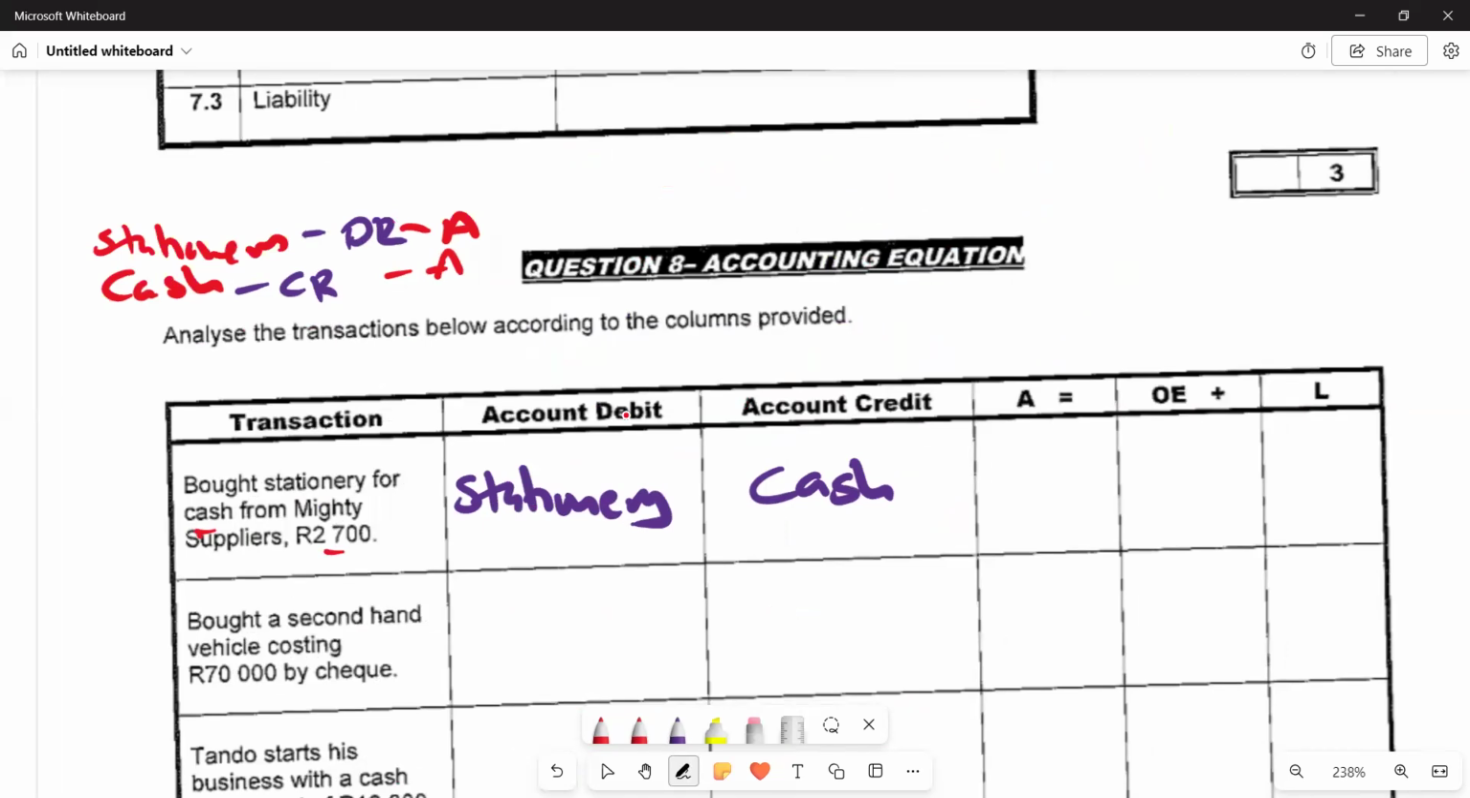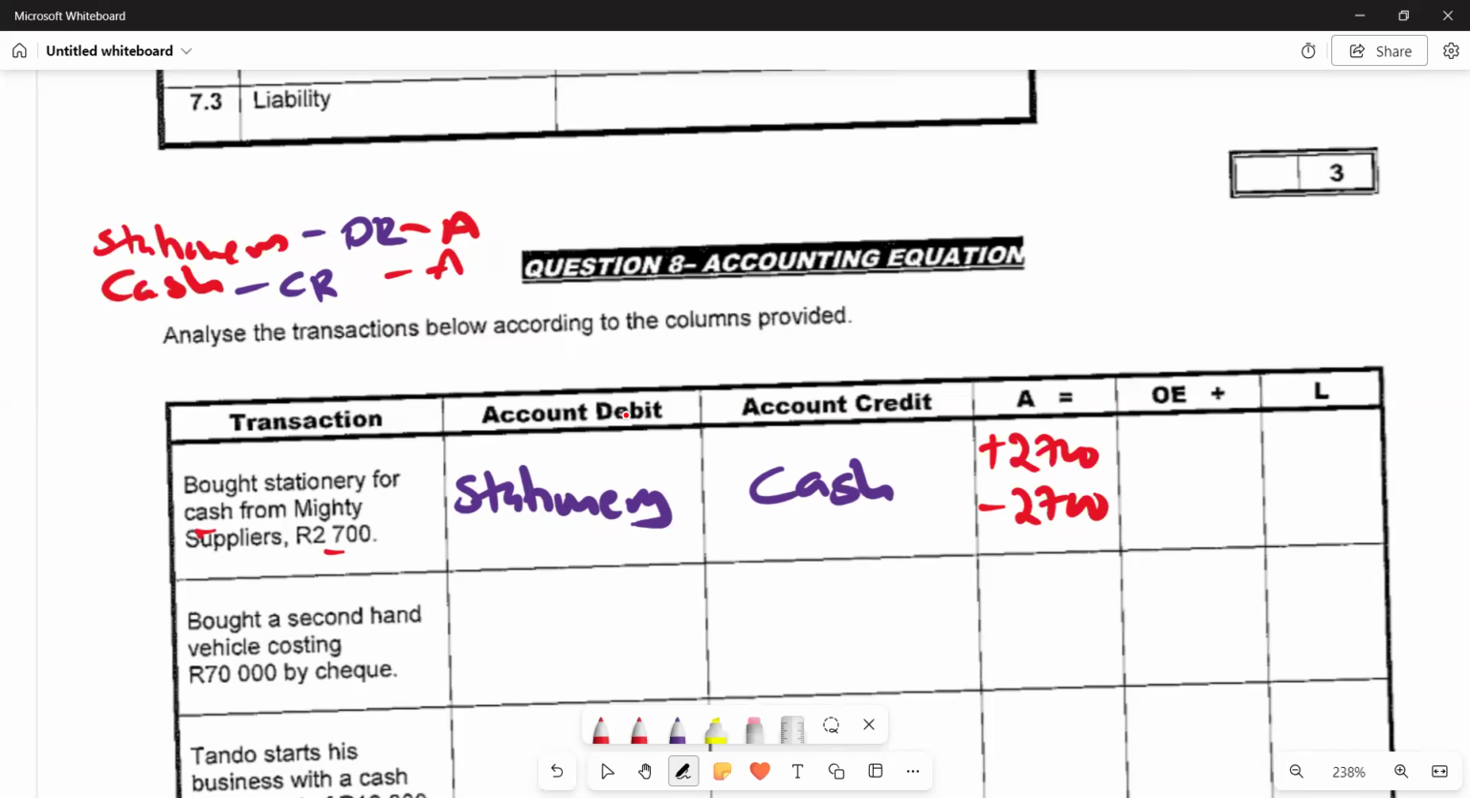We're going to say plus 2,700, and then we also have minus 2,700 on assets. So you'll see that the total for assets will still remain the same as the total on the other end, that is on owner's equity plus liability. So go to the next transaction.